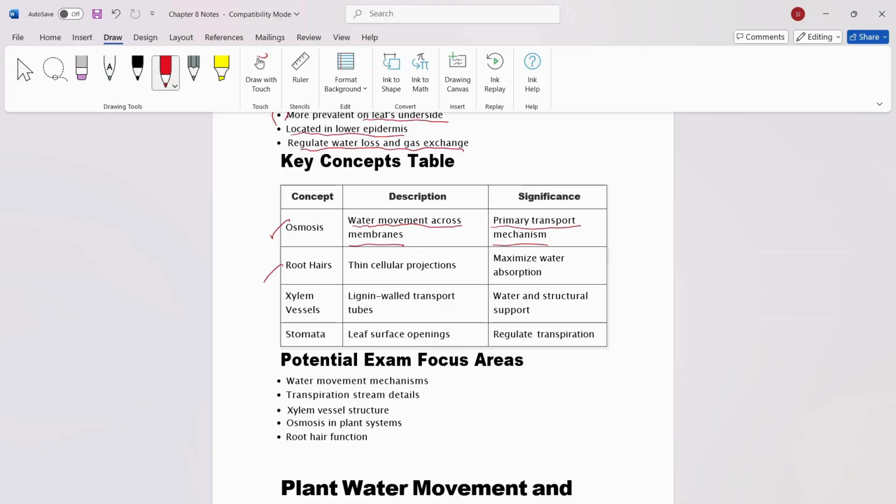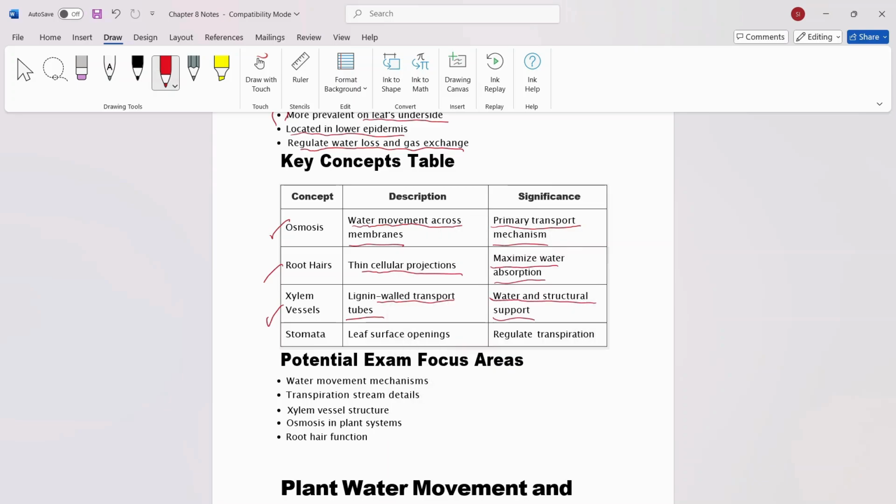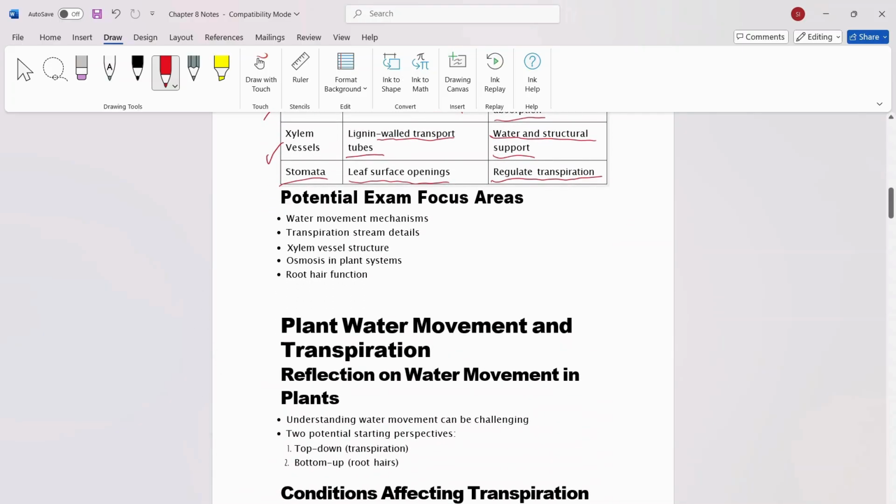Next is root hairs. They are thin cellular projections. They maximize water absorption. Next is xylem vessels. They are lignin-walled transport tubes. Water transport and structural support is what they give. Next we have stomata, leaf surface openings, and they regulate transpiration. Our potential exam focus areas include water movement mechanisms, transpiration stream, xylem vessel structure, osmosis and root hair functions.